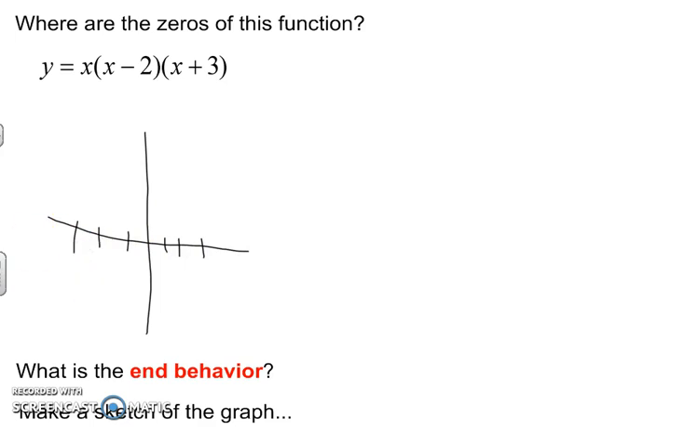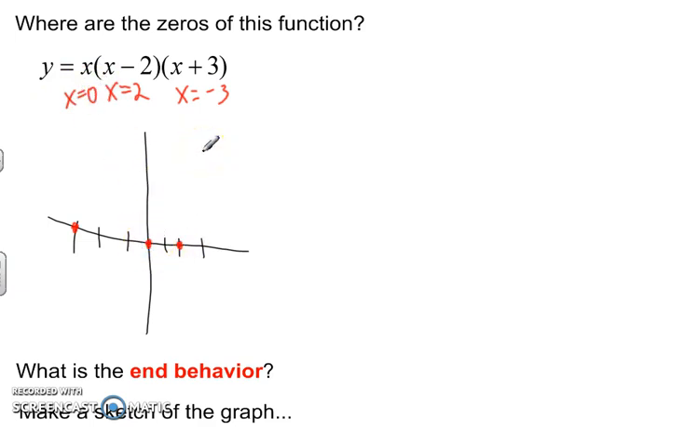Oh, that's a really bad sketch. That's okay. So x equals 2 is going to be one of the solutions, or zeros. x equals negative 3. Certainly going to cross there at negative 3. And x equals 0, because we set each factor equal to 0, so that is a factor, so x equals 0 will be a solution as well.